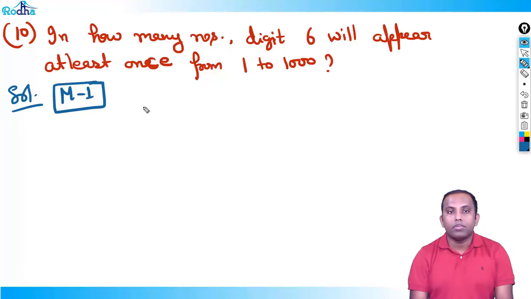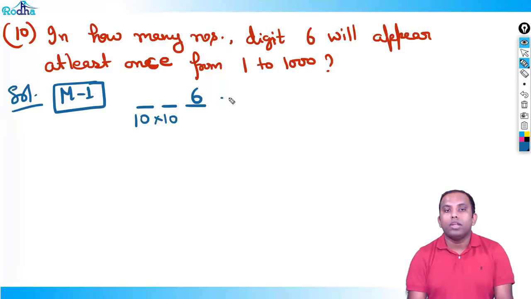In method one, let's say 6 is appearing at the units place. For the first place we have 10 options, 0 to 9, because I don't need to worry about only 3 digit numbers. It has to be single digit plus 2 digit plus 3 digit numbers. Second place also has 10 options. So 10 into 10 is 100.